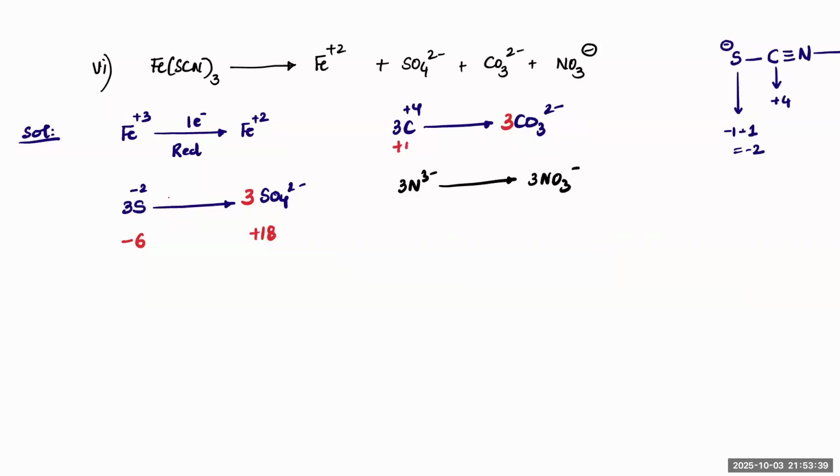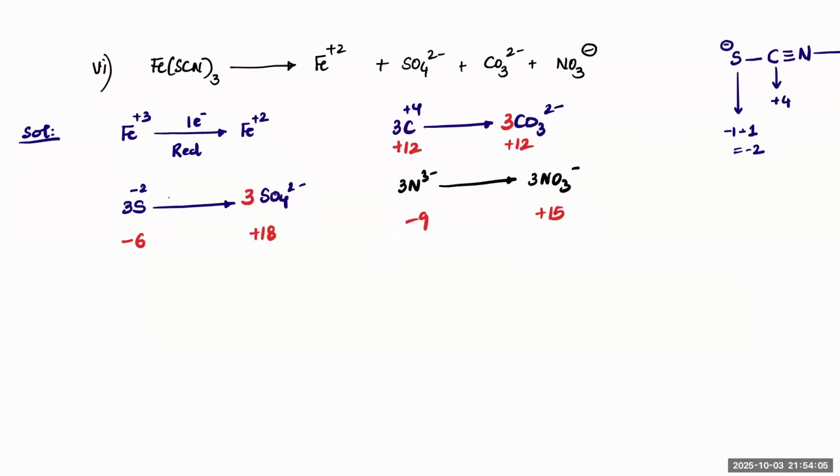Similarly, here it is +12, and each carbon has +4. So how many electrons are transferred? Again, +12. So there is no electron transferred in this case. Next, nitrogen, -9, changing into +5. So one nitrogen is +5, so three of them will become +15.